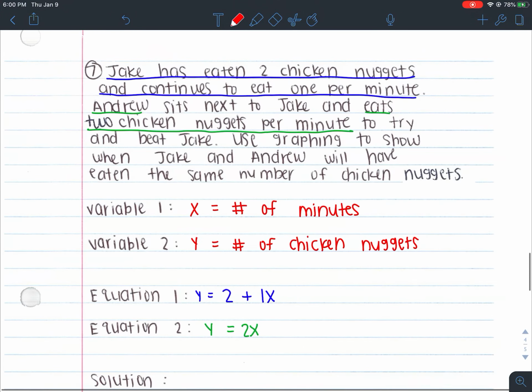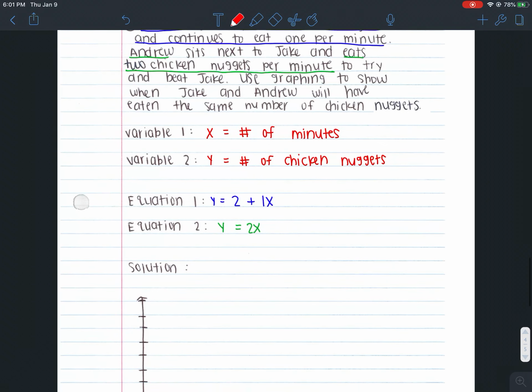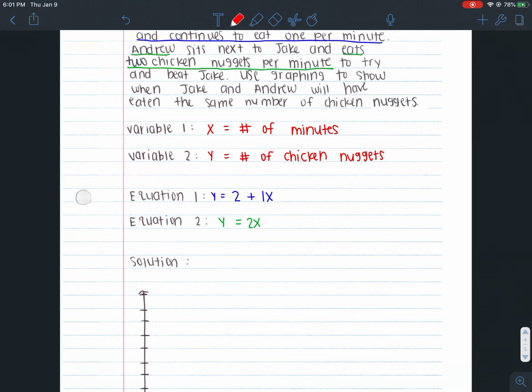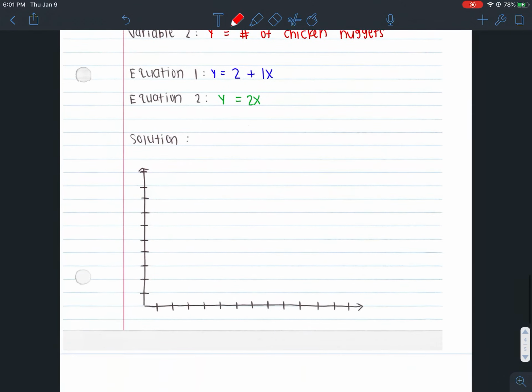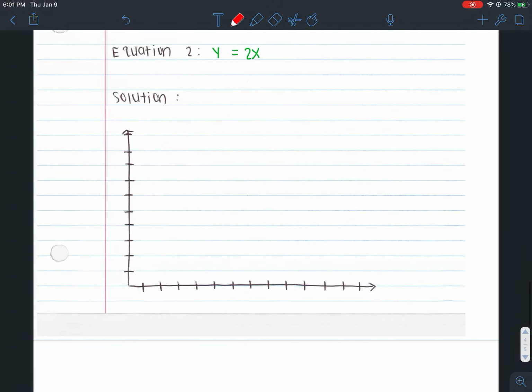Okay? So let's think about this. He eats 1 chicken nugget every minute. That's how you know what x is. Now what happens as each minute goes on? More and more chicken nuggets are being eaten. That's the thing that keeps growing and growing. So that's going to be your y. Okay, now the solution to this is where they intersect on our graph, right? So we're going to need to graph. So let's label our x and y axis. Well, we know the x values are going to be your minutes, and the y values are going to be the chicken nuggets.